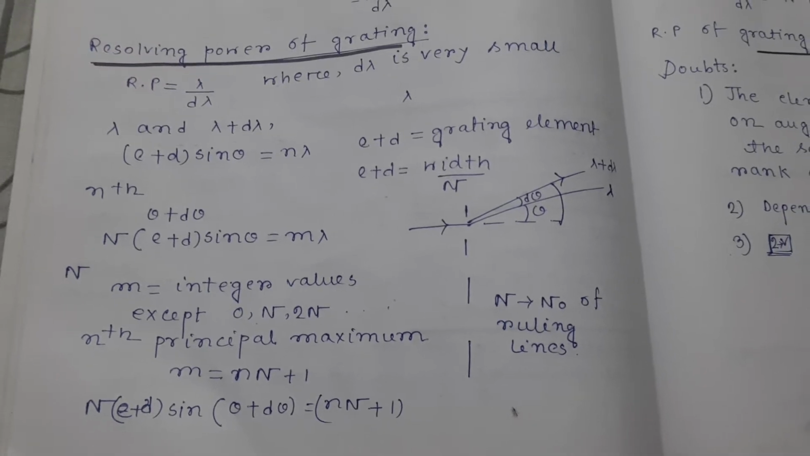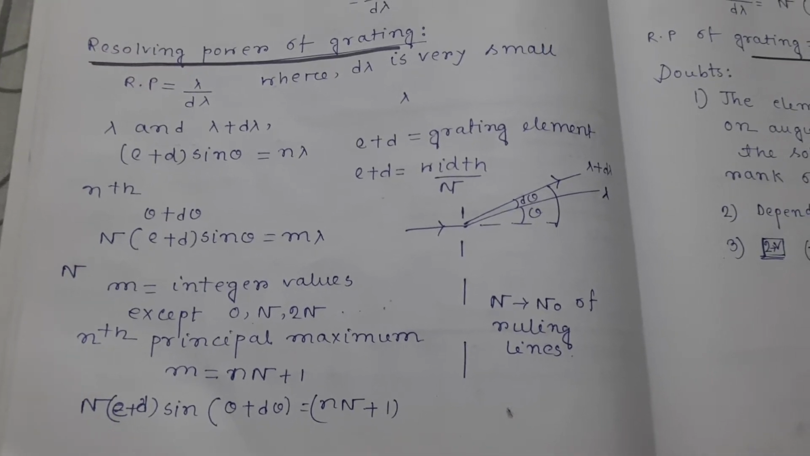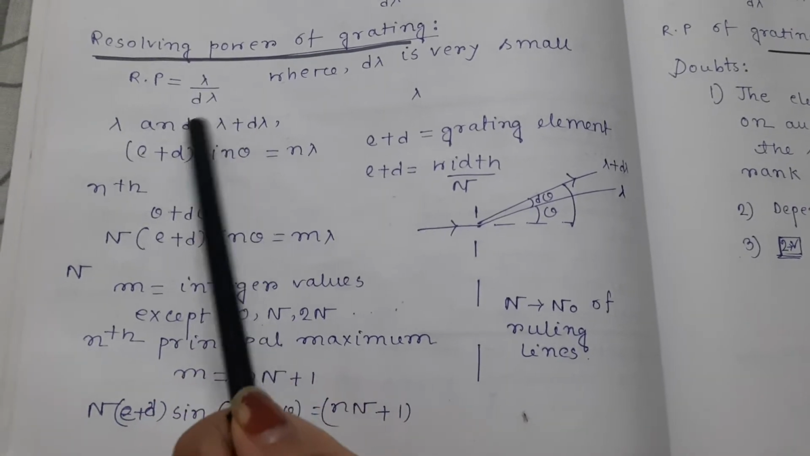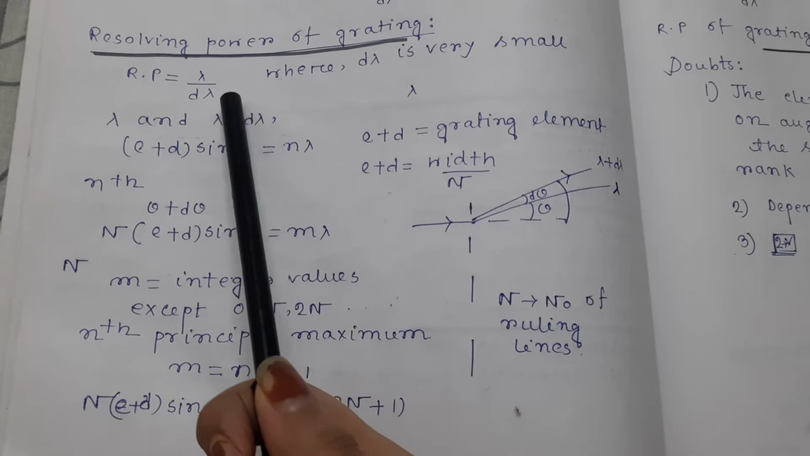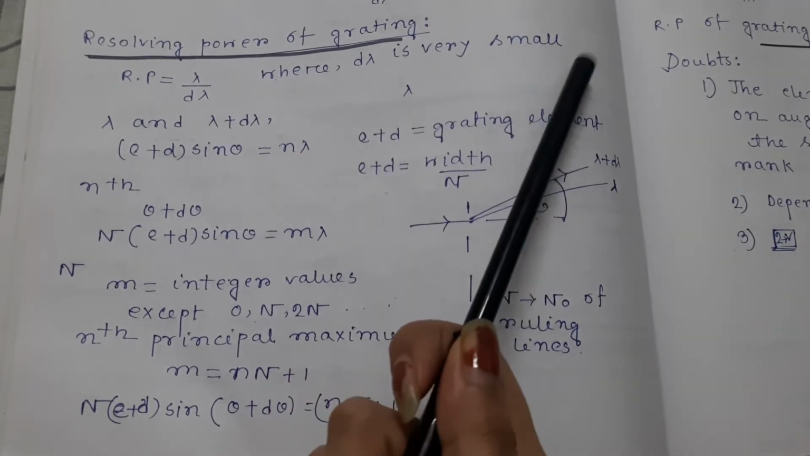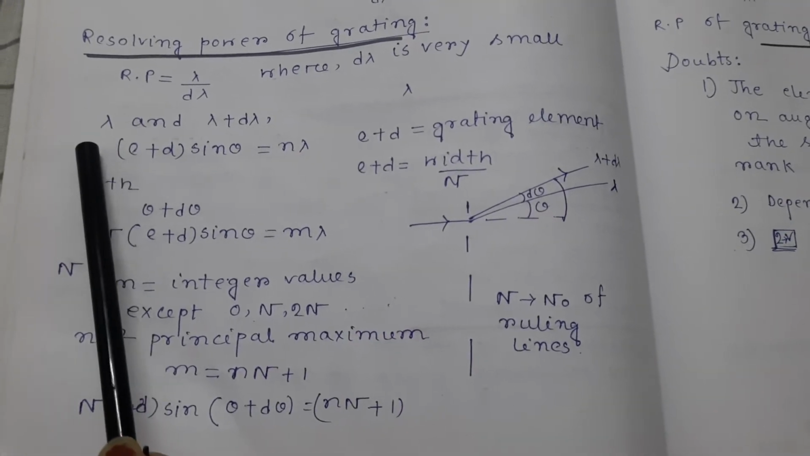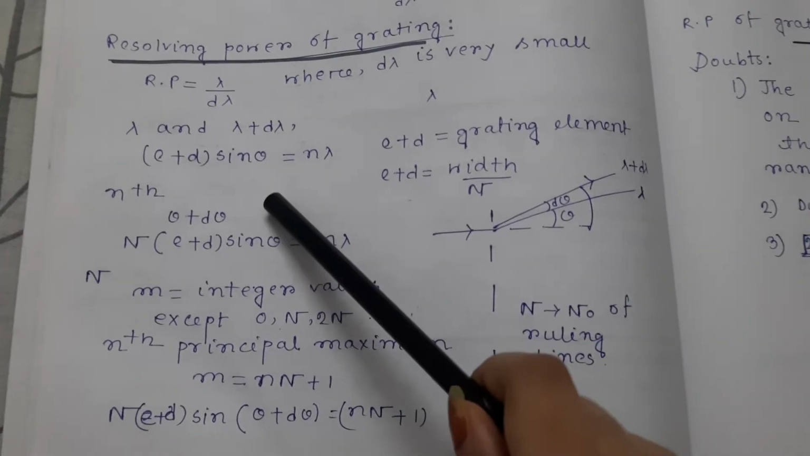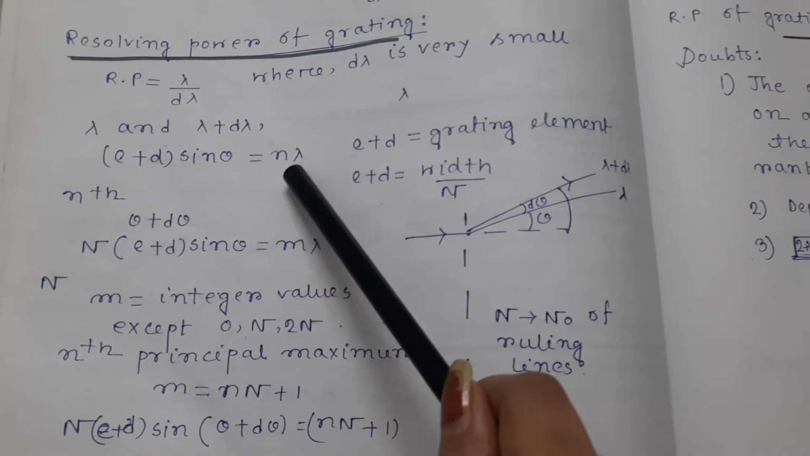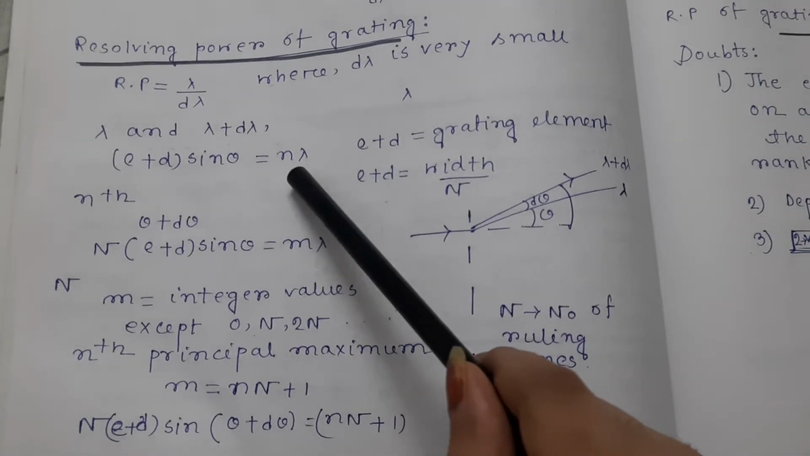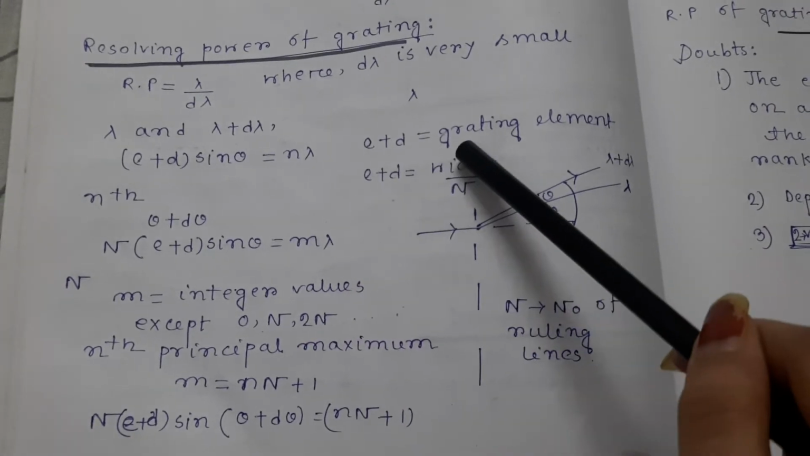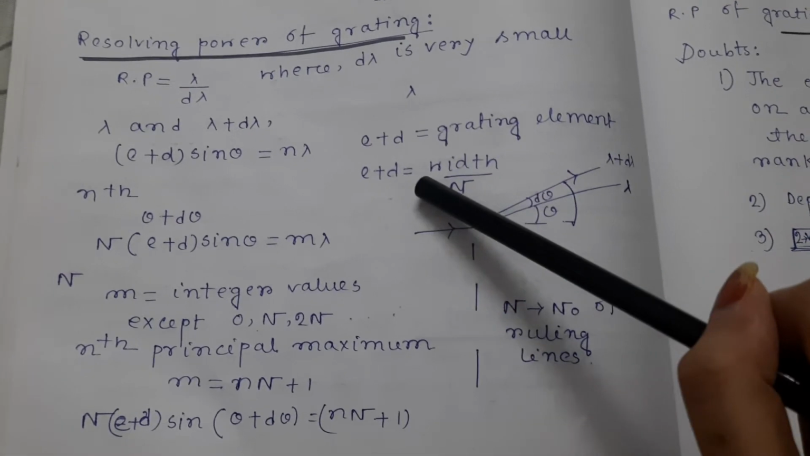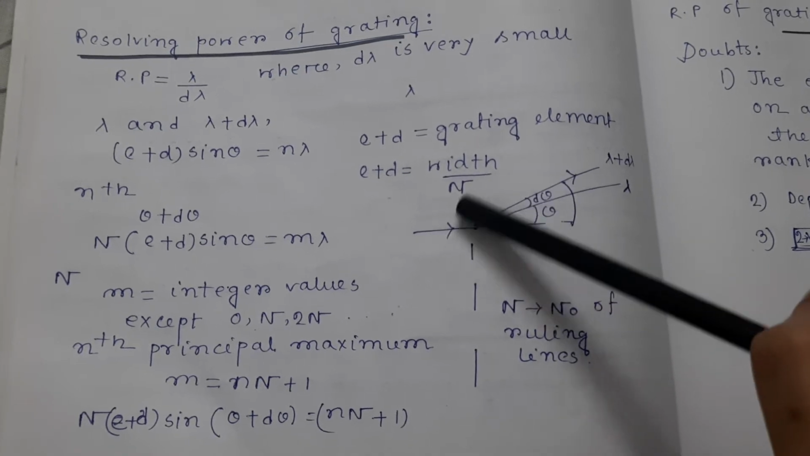Our next topic is resolving power of grating. Resolving power is equal to lambda by d lambda, where d lambda is very small, so we consider lambda and lambda plus d lambda. For this, (e plus d) sin theta is equal to n lambda. N is the order here. (e plus d) is equal to the grating element. I already discussed it. (e plus d) is equal to width by N.